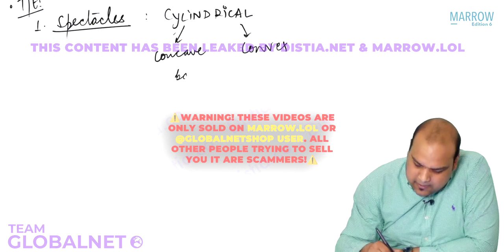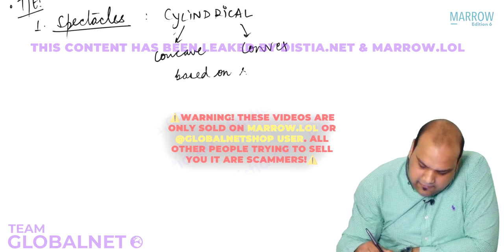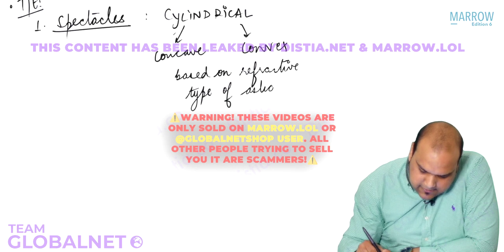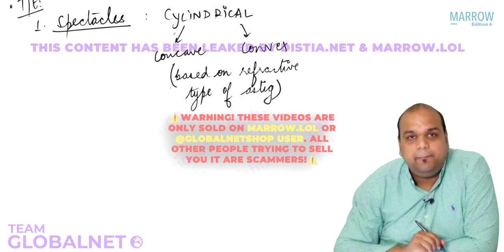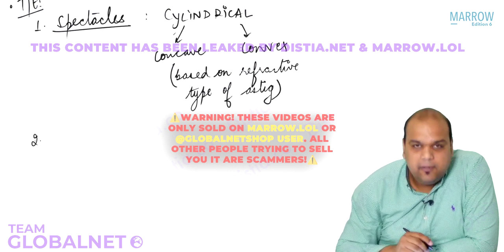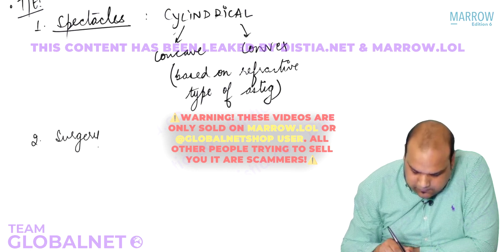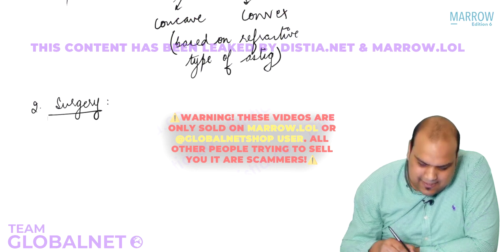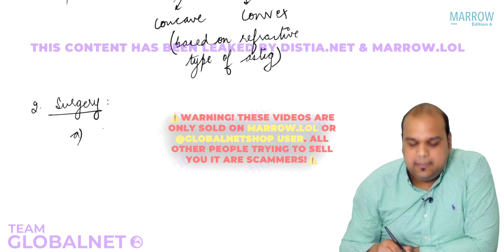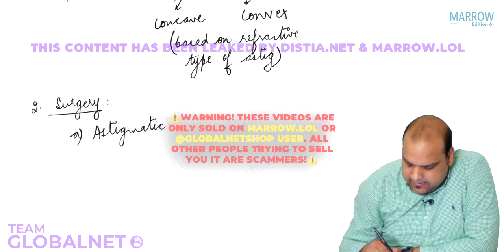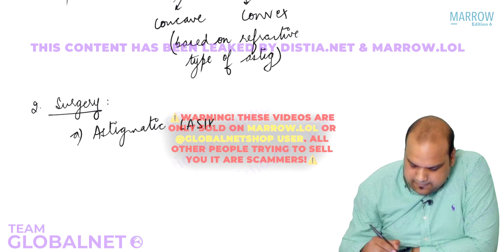So, based on the refractive type of astigmatism. I hope there is no confusion in this. Okay. Now, apart from spectacles, what can be done, everybody? Surgeries can be done. If surgery is done, what is the surgery being done, everybody? The most common surgery which is done is called astigmatic LASIK. LASIK done for astigmatism.